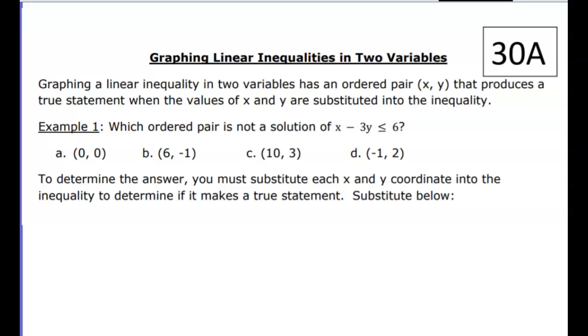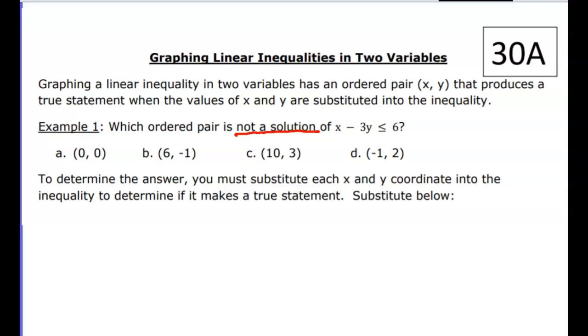So graphing a linear inequality in two variables has an ordered pair that produces a true statement when the values of x and y are substituted into the inequality. So what that means is, say we had example 1, it said which ordered pair is not a solution of x minus 3y is less than or equal to 6. So to determine the answer, you must substitute each x and y coordinate into the inequality to determine if it makes a true statement. So let's look at A.